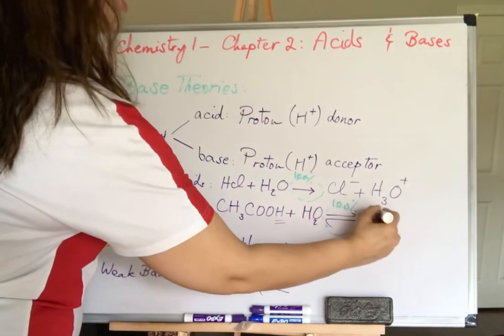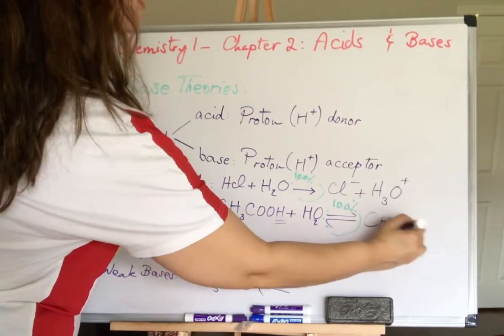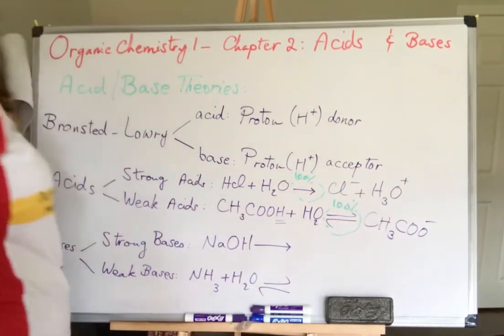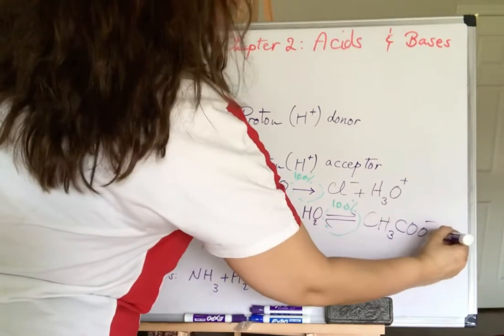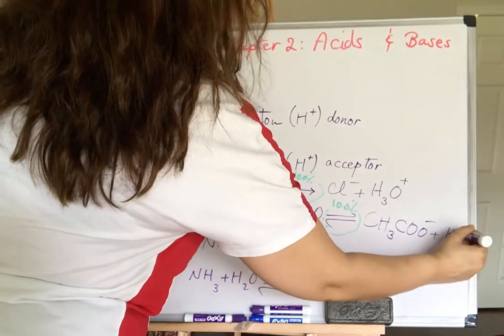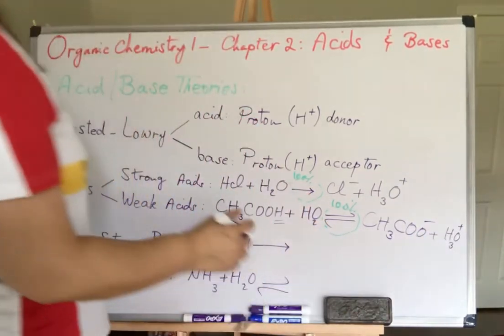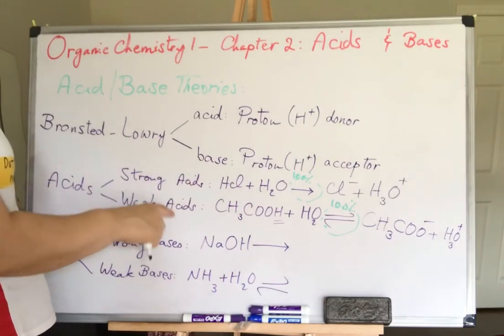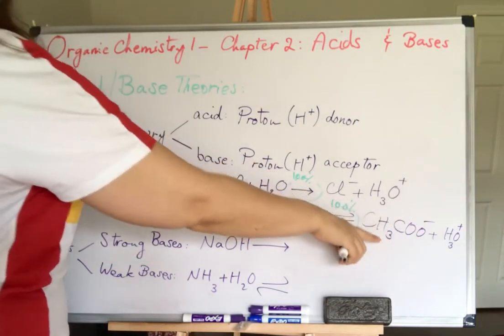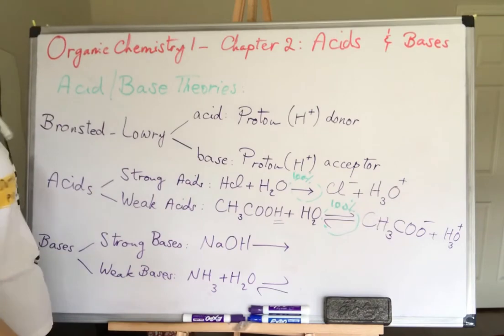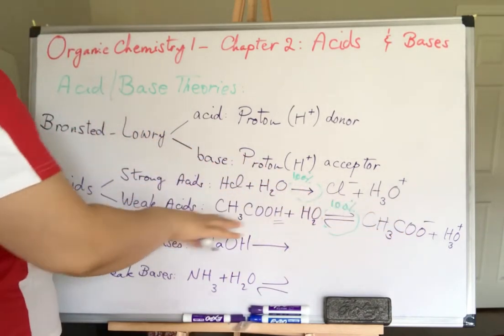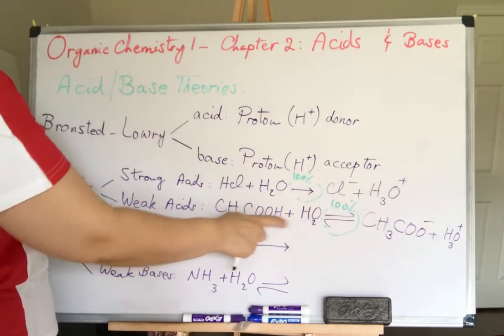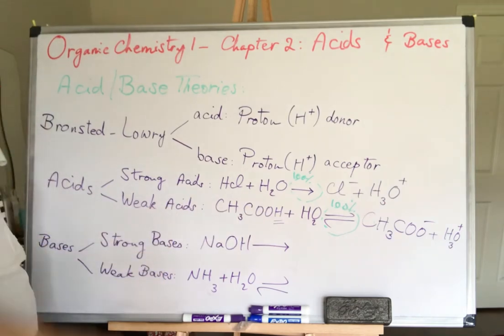So what happens is that we will end up having this ion, and hydrogen is going to stick to water. So we will have H3O positive, but because it's a weak acid, after this ion and the hydronium ion are formed, a part of the reaction is going to go back to form the acetic acid and water again. All right?